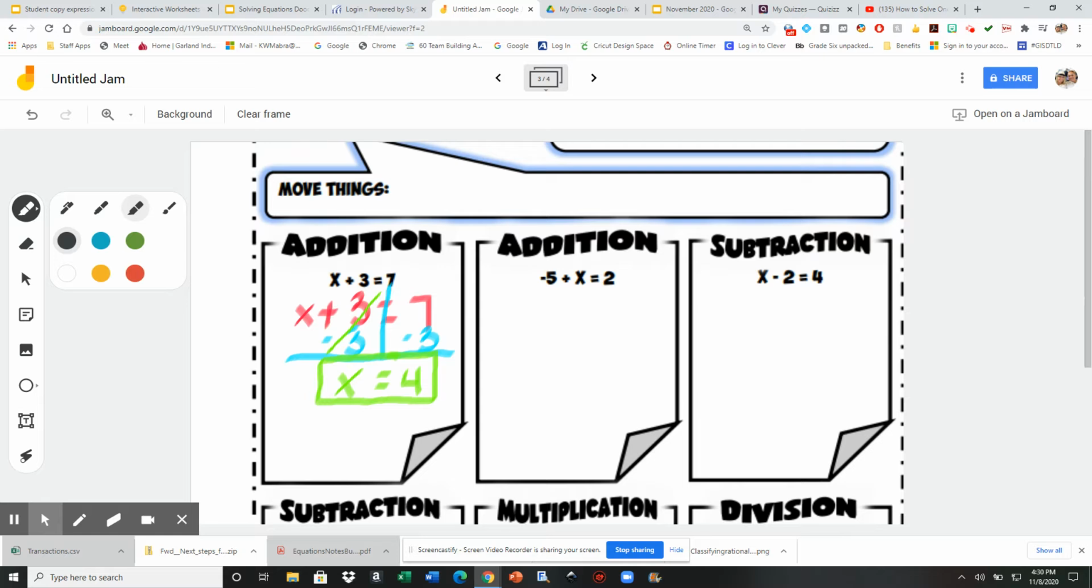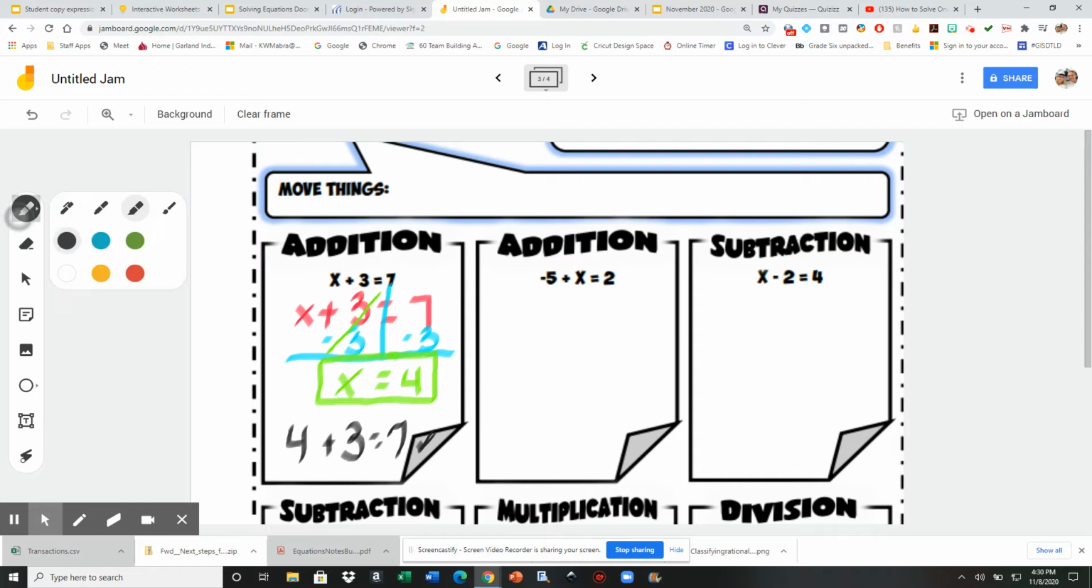You're going to go back in and replace, or that word that we like to use in math for replace is substitute. Substitute 4 for your variable. So you have 4 plus 3 equals 7. Is that true? Why, yes, it is. So you can know that you've checked it.